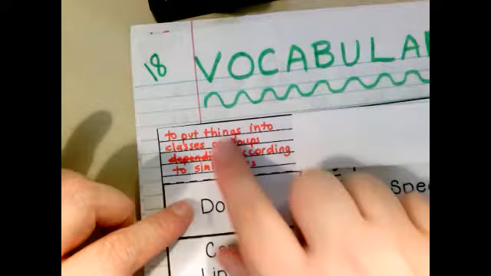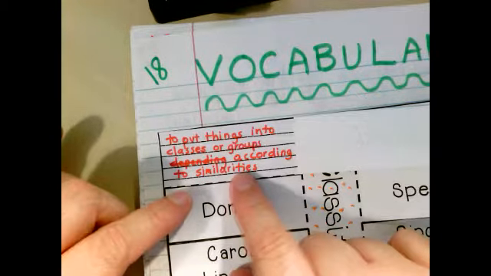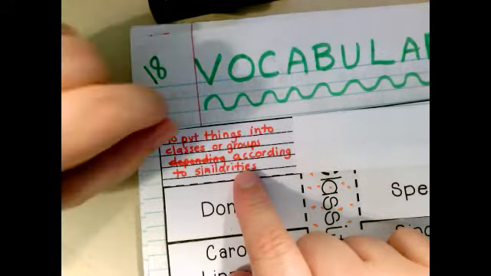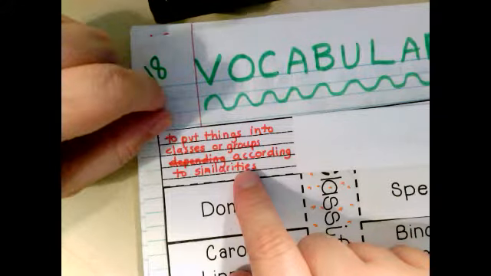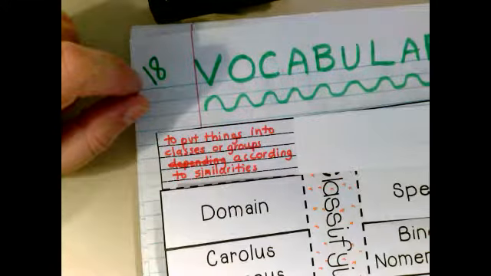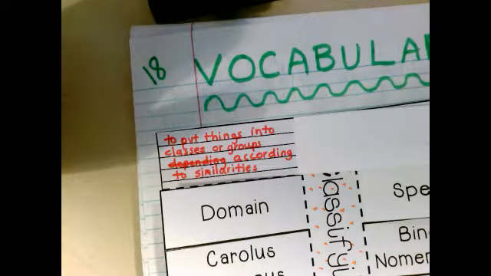So classification is to put things into classes or groups according to similarities. That's the same thing I just did with my phone and the hand sanitizer. Think about other classes that we have. We classify living things. We call some things cats, some things dogs. Well, what's the difference in them and what's the similarity that they have?